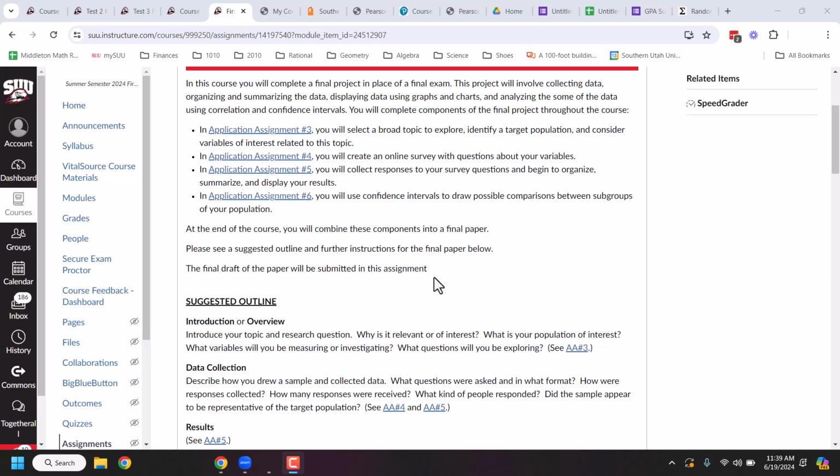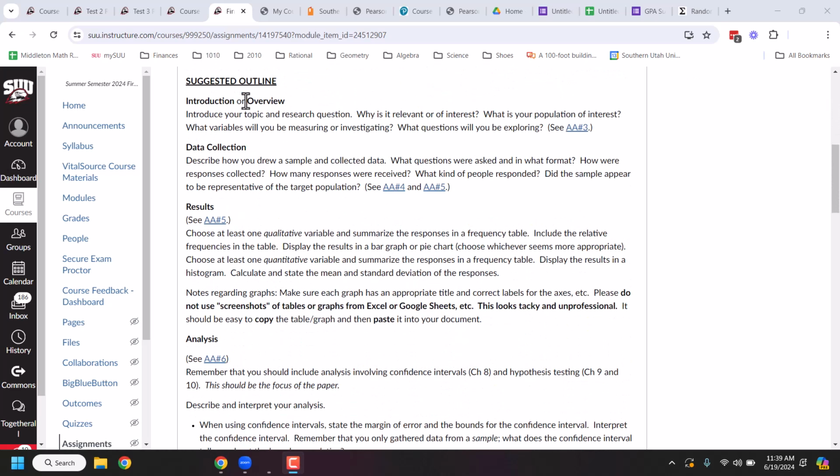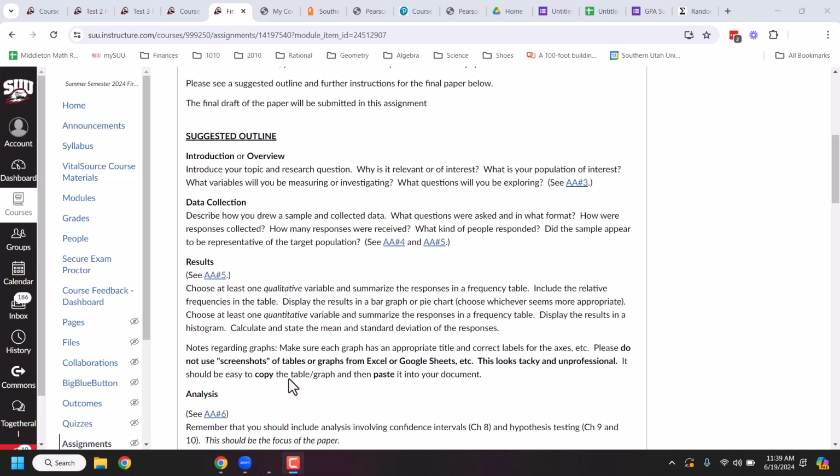And in these last few application assignments we've been doing, you've started organizing, summarizing, and making calculations based on the results of your survey. So when you write the final paper, there is a suggested outline, and I would appreciate it if you follow this outline because that does make it a lot easier for me to grade it.